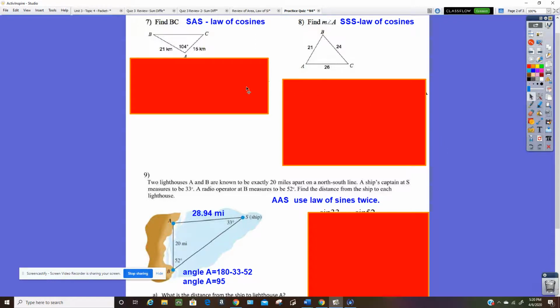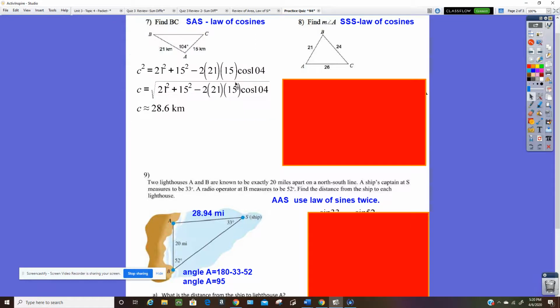So number 7 here, it's side angle side. You're going to use the law of cosines. If I want to find BC, that's going to be my side C. So C squared equals 21 squared plus 15 squared minus 2 times 21 times 15 cosine of 104. To solve for C, you have to take the square root of both sides. I take the square root of this whole expression, and I get 28.6 kilometers.